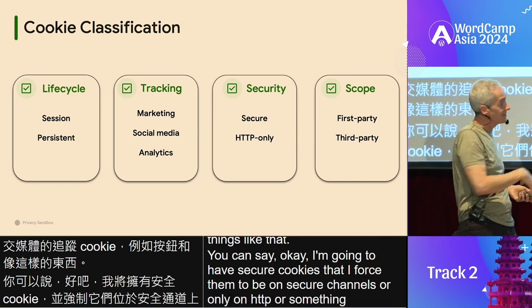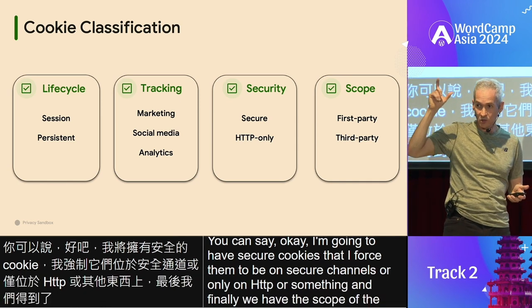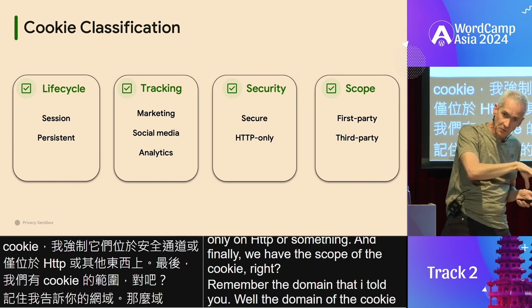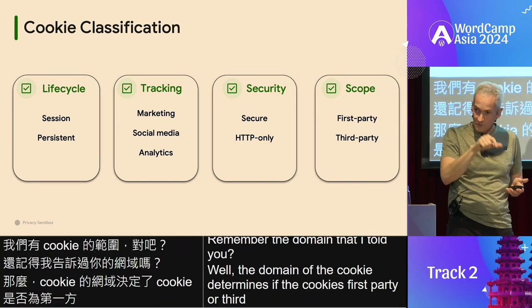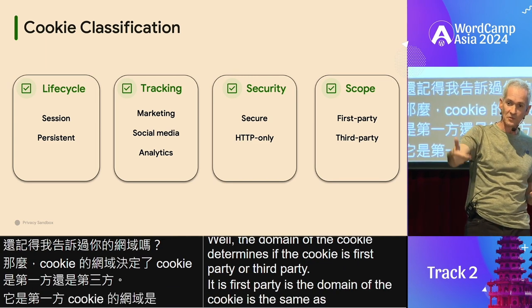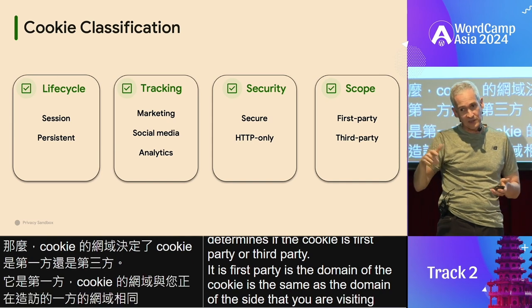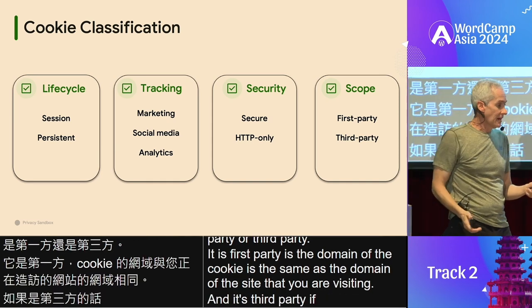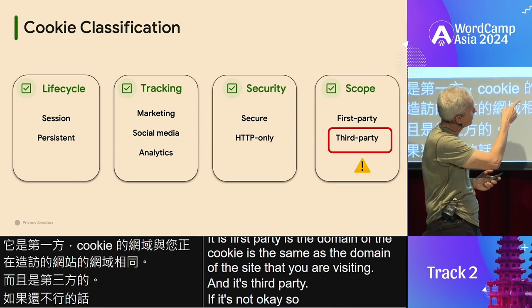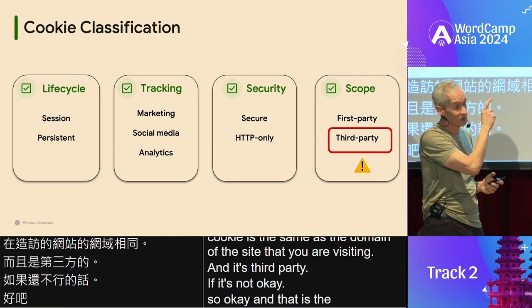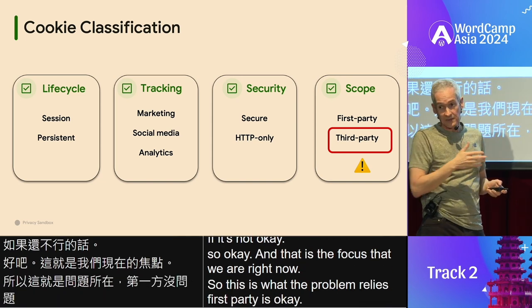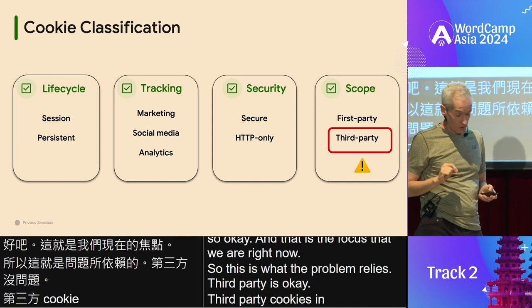And finally, we have the scope of the cookie. Remember the domain that I told you? Well, the domain of the cookie determines if the cookie is first party or third party. It is first party if the domain of the cookie is the same as the domain of the site that you are visiting, and it's third party if it's not. Okay. And that is the focus that we have right now. So this is where the problem lies. First party is okay. Third party cookies is where the problem comes in, and then we need to deal with it.